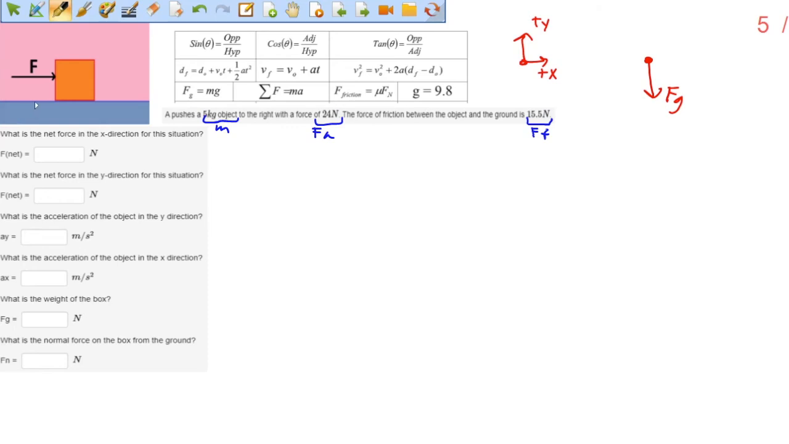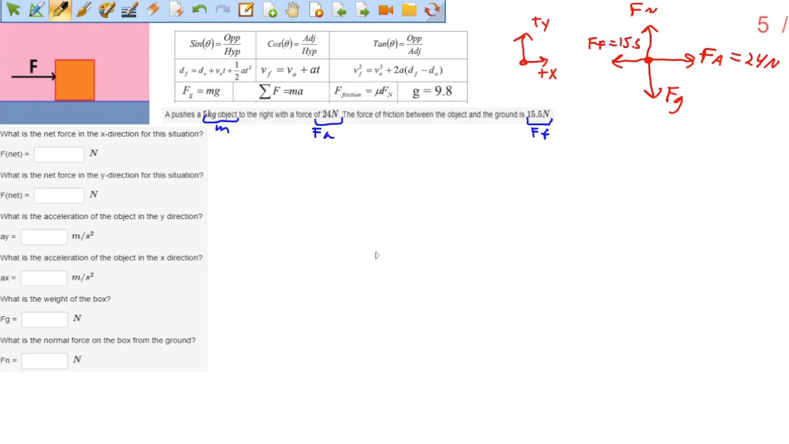We can see that this box is on a flat surface here, so it's going to have normal pointed up from that surface. Next, it's saying that it's being pushed to the right, so we're going to draw a force applied to the right. It tells us that force applied is 24 newtons, so I'm just going to label that in here. And then to the left, we have force friction, which is 15.5 newtons. Since force friction is smaller than force applied, I'm going to make this arrow smaller, and I'm going to label this one also.